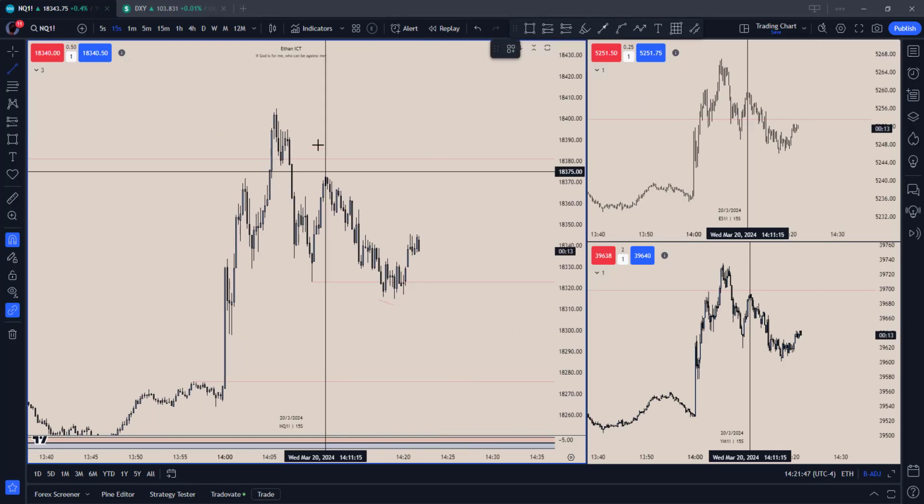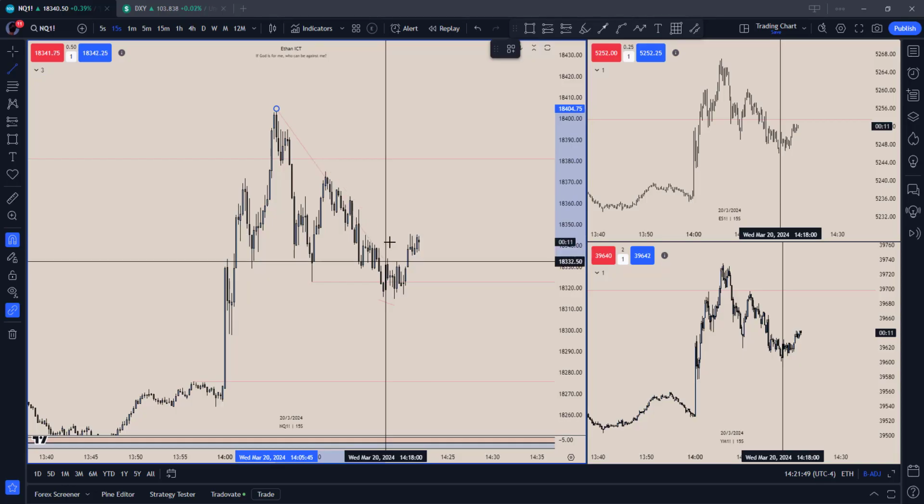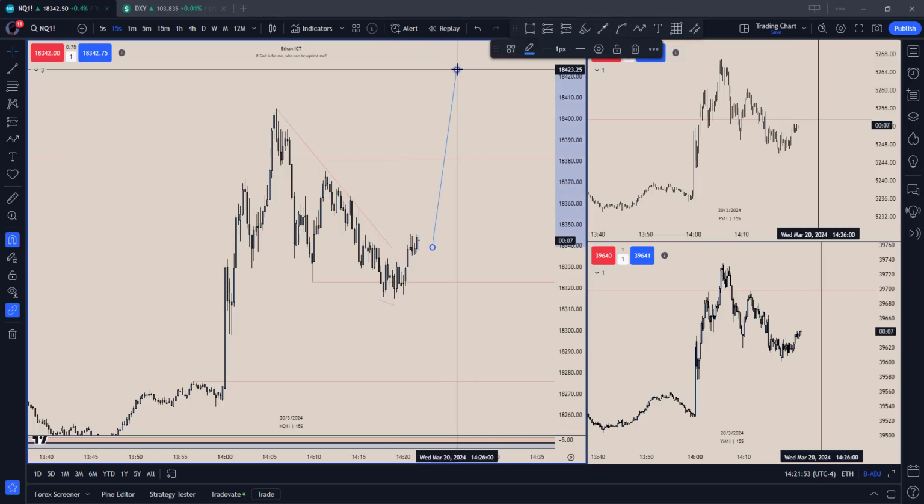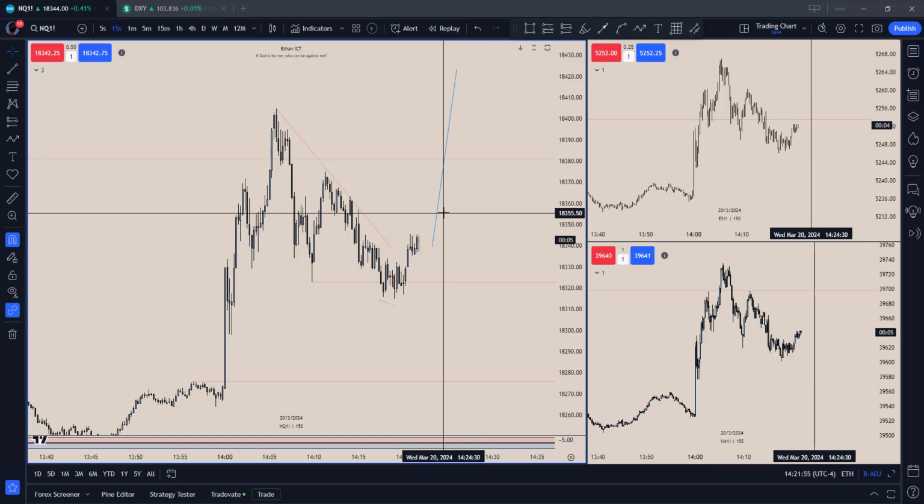Yeah, so what it looks like to me is that this right here, this trend line liquidity looks very good for just a quick price sweep higher. That's what it looks like to me at least.